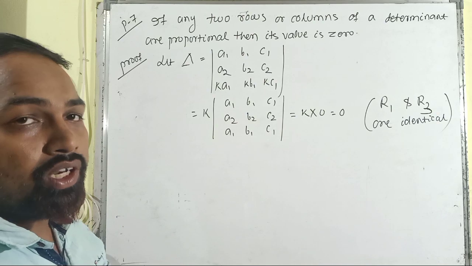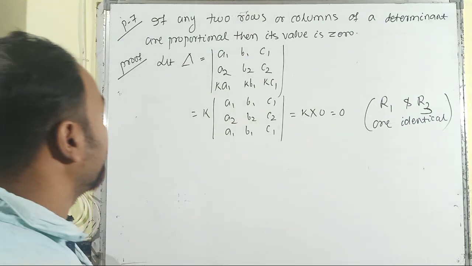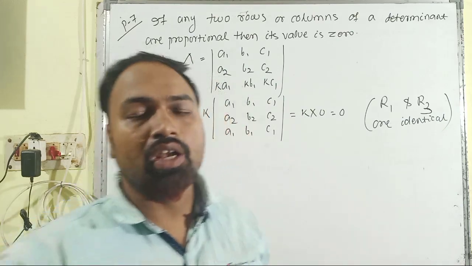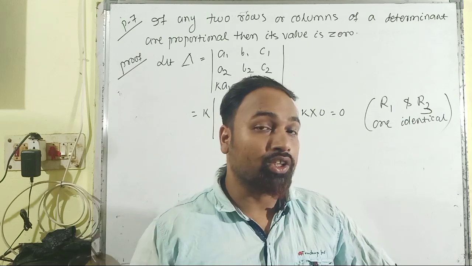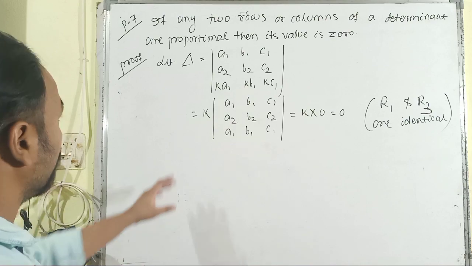So here it is the property number 7, and property number 7 tells that if any two rows or columns of a determinant are proportional, then its value is 0. Proportional means all of the elements of a row are multiples of the corresponding elements of any other row, and then the value of the determinant is equal to 0.